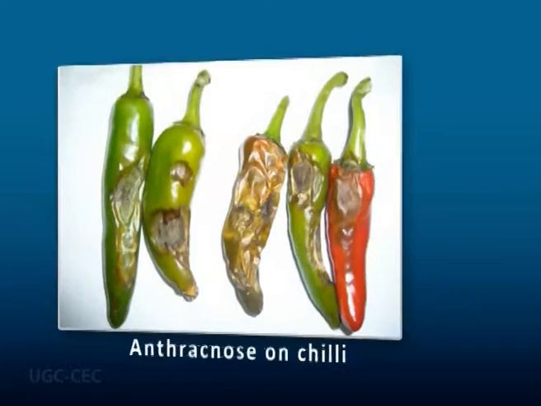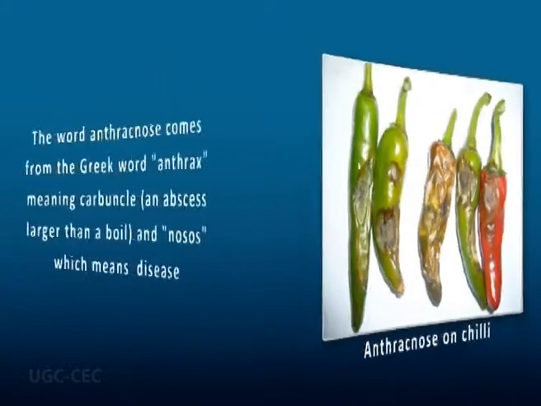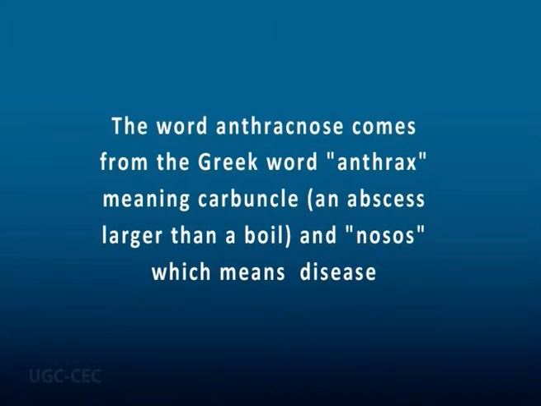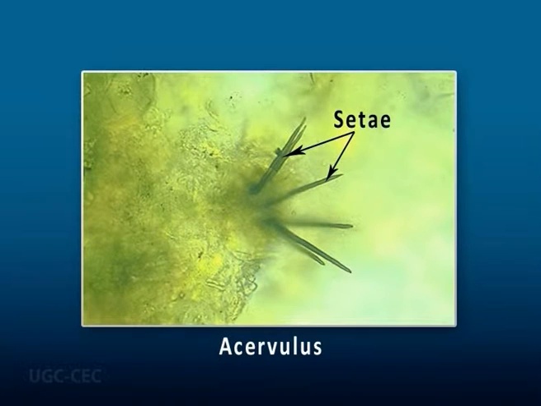Colletotrichum species cause typical disease symptoms known as anthracnose. The word anthracnose comes from the Greek word anthrax, meaning carbuncle, which also means an abscess larger than a boil, and nos, which means disease. Anthracnose is characterized by the production of a spore-bearing body called an acervulus, which usually looks like a tiny black spot on the host surface. Anthracnose disease attacks all plant parts at any stage.